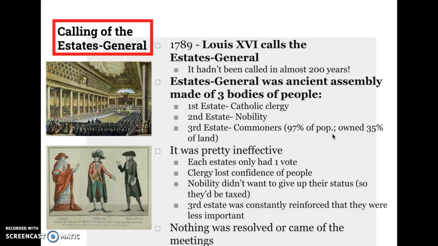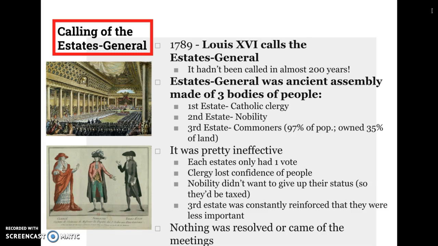All right, 1789. Louis XVI calls the Estates General, which was the ancient assembly that had been around in France going all the way back to the Middle Ages. The first estate was made up of the Catholic clergy. The second estate was the nobility. The third estate was the commoners, which was the vast majority of the population. These 3 estates were, in essence, supposed to work together, but unfortunately they didn't.